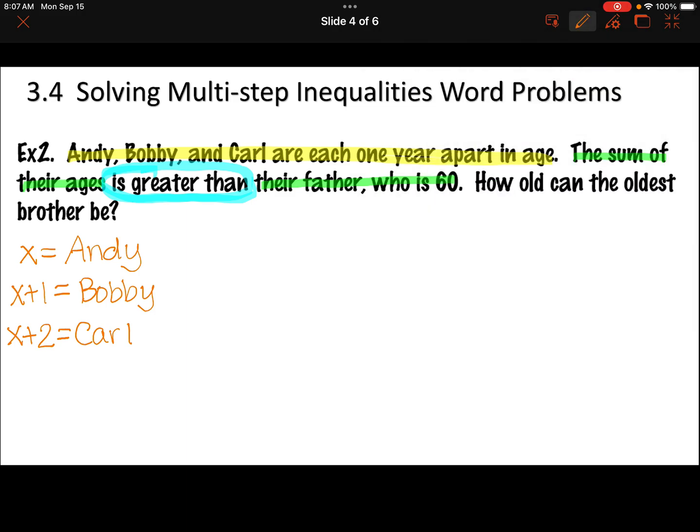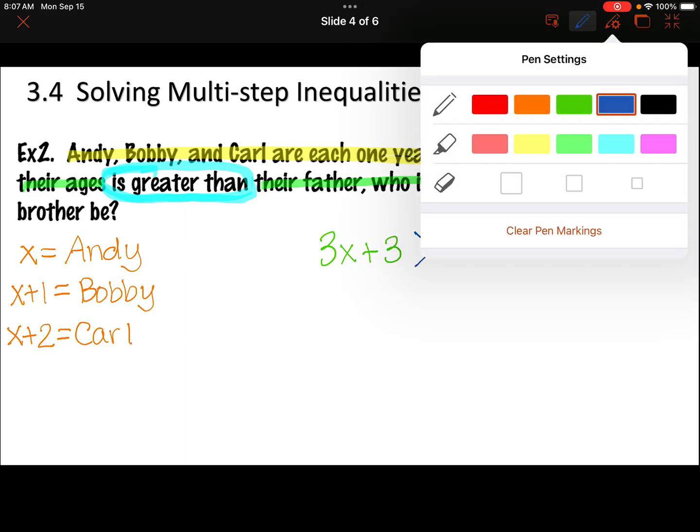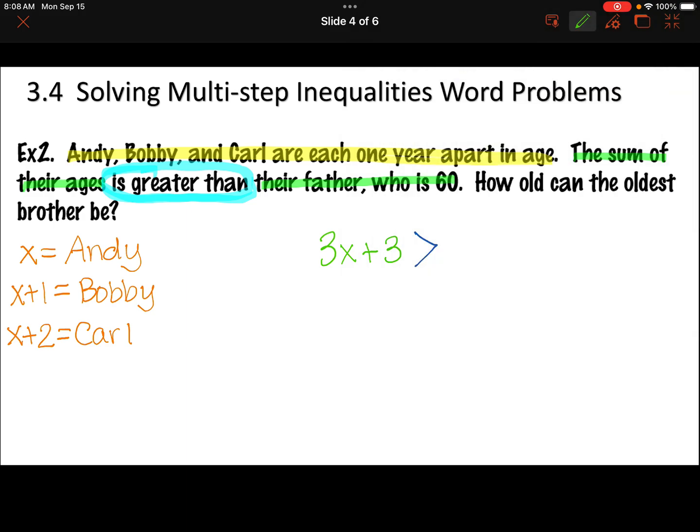All right, so let's go ahead and write that. So first we have to add up their ages. So that would be 3x plus 3 needs to be greater than 60. All right, now we're going to go ahead and solve. Subtract 3. 3x is greater than 57. Divide by 3. x is greater than 19.